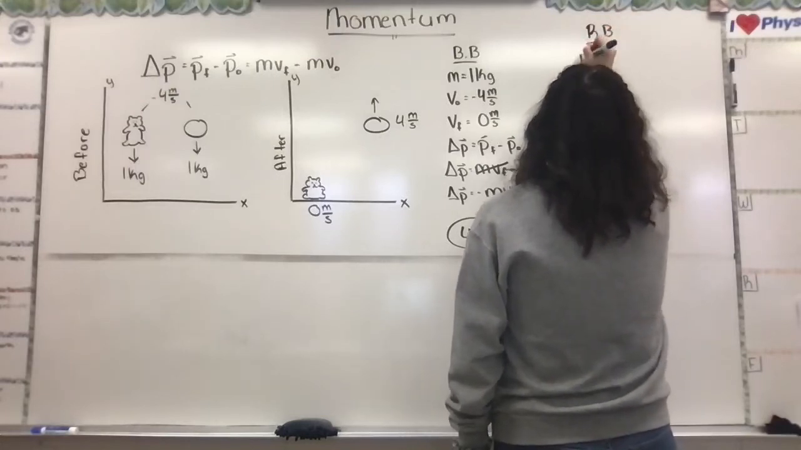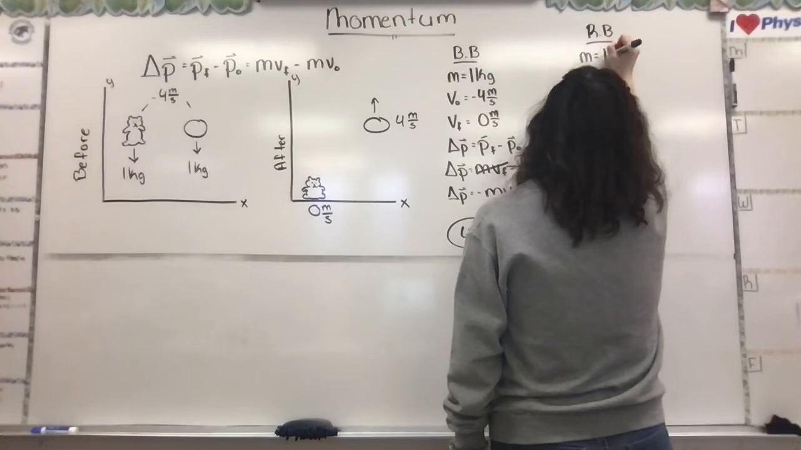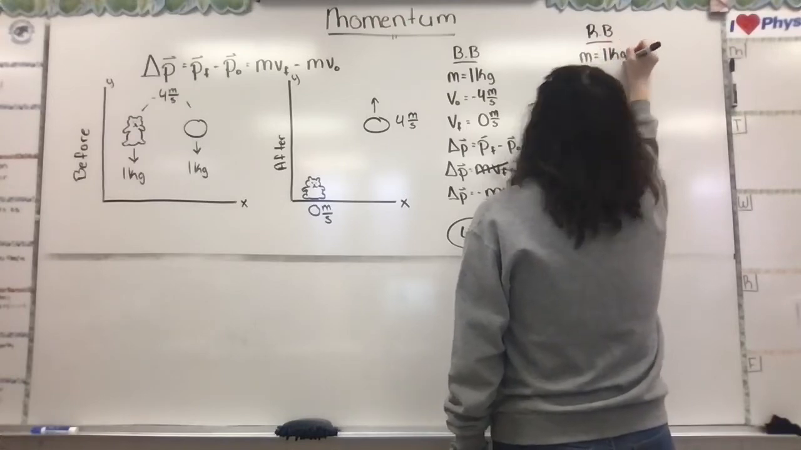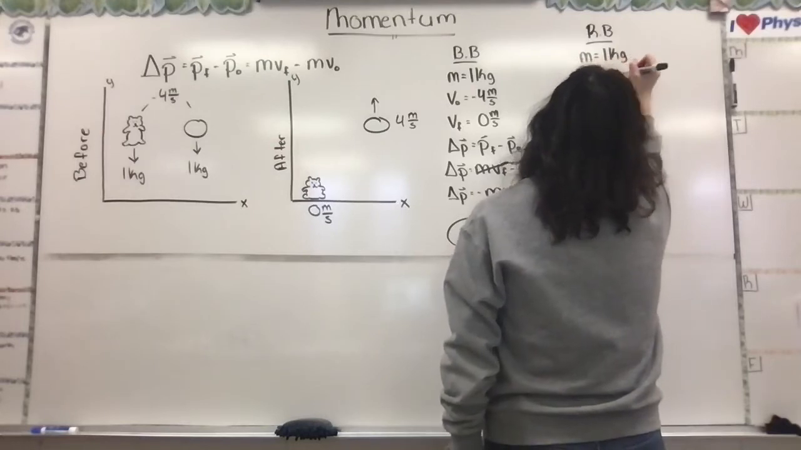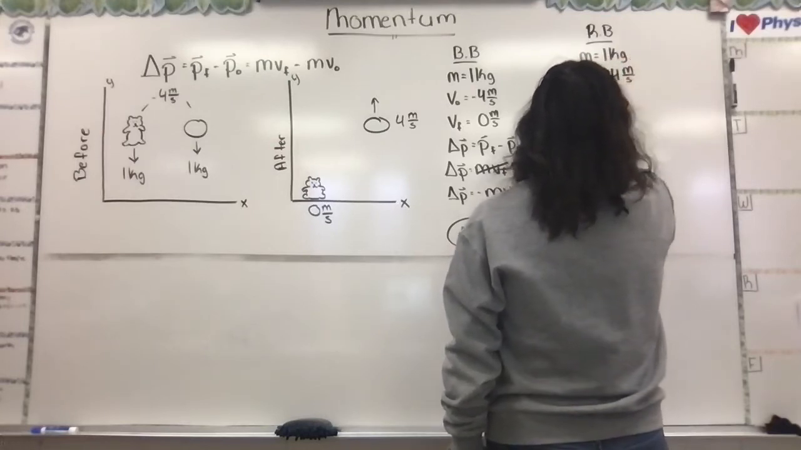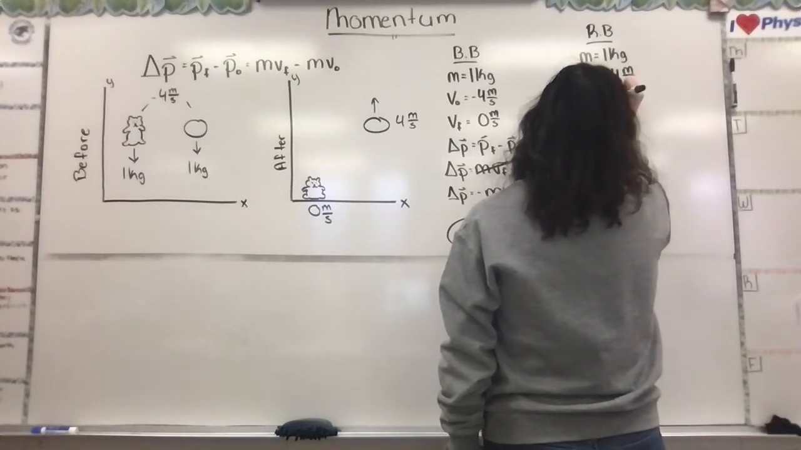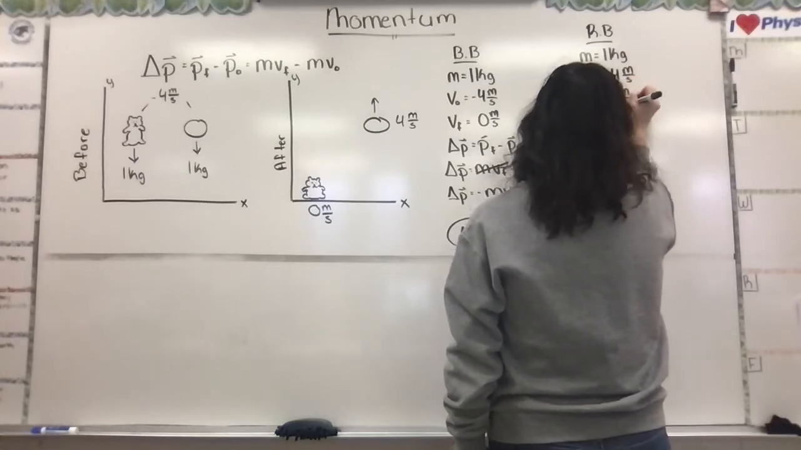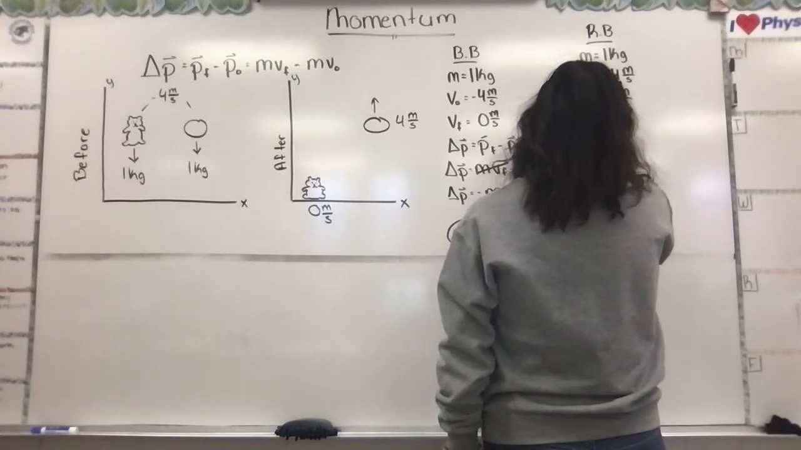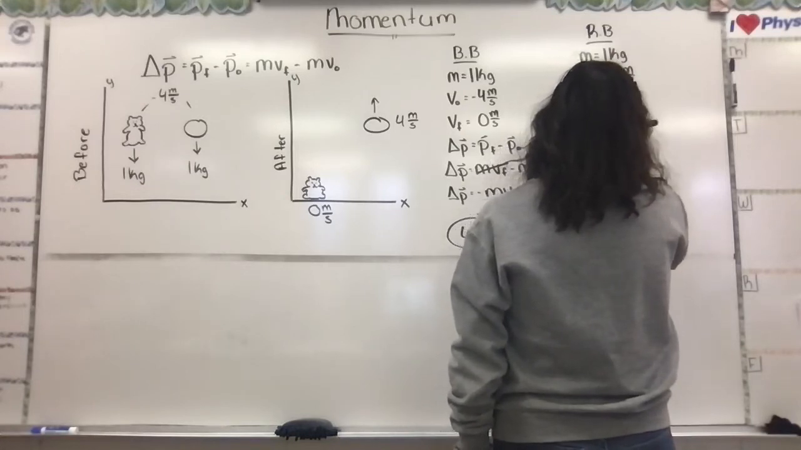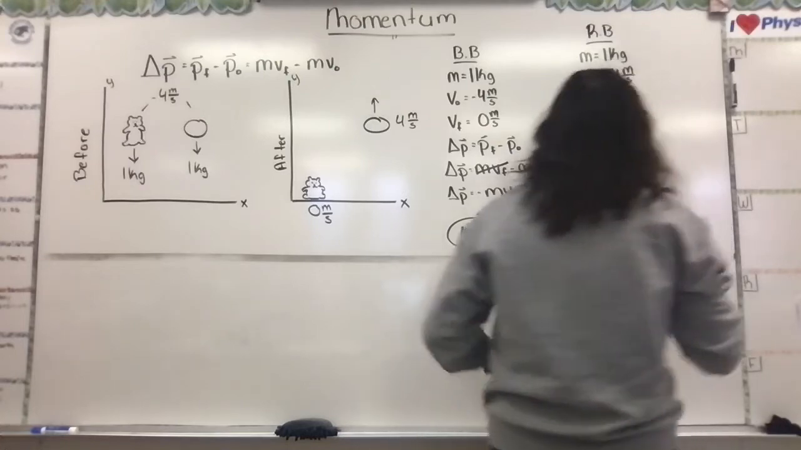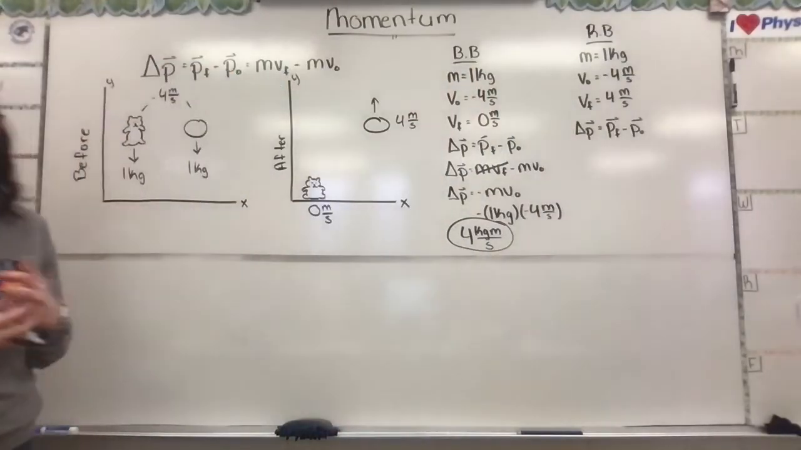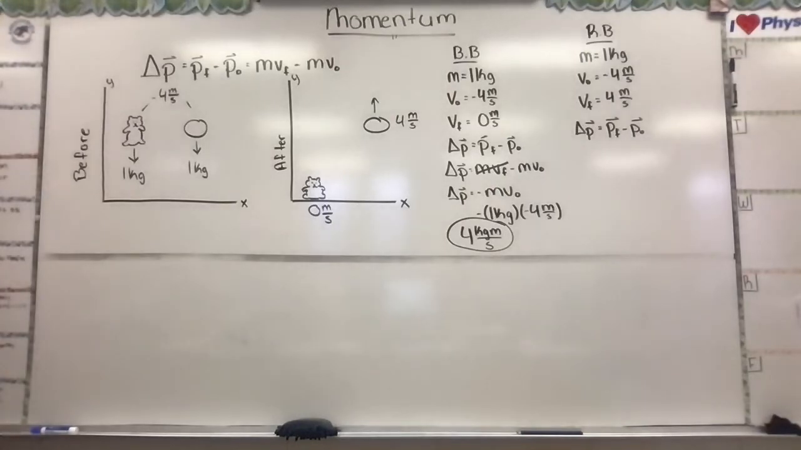Okay, you guys, what is the mass of our rubber ball? 1 kilogram. What were we given as the initial velocity of our rubber ball? -4. What were we given as the final velocity? 4 meters per second. And what are we trying to find? Change in momentum. Which is equal to what minus what? Final minus initial. Okay, you guys, I'll give you a second to get that down. That's everything that we're given.